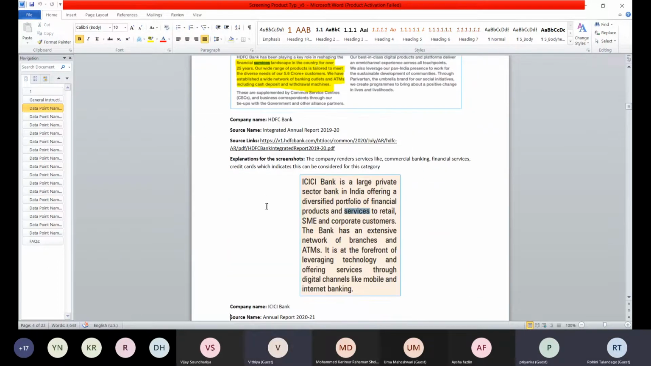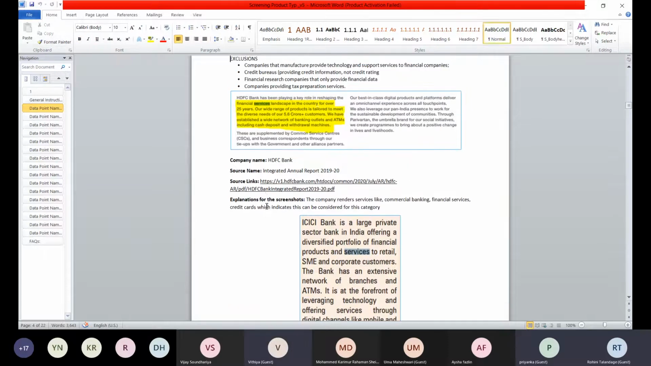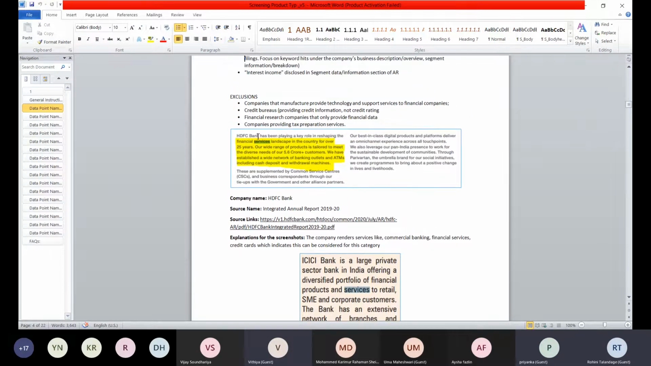Yes, ma'am. Exclusions: what are the exclusions, and in which cases can we mark yes? These are the four things they have given. For any company that provides technology and support services to financial services, like the manufacturer company here that provides support to financial companies, it is not saying that they provide the financial services themselves. So in that case we can mark no. These are some cases in which we can mark no.